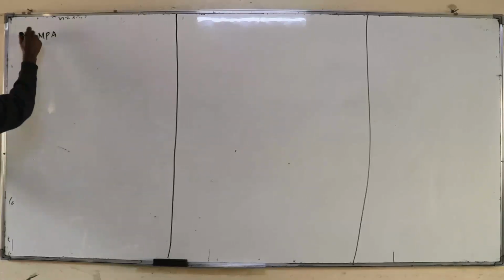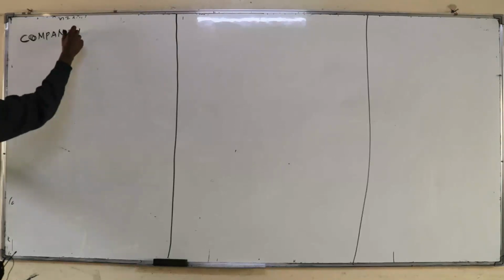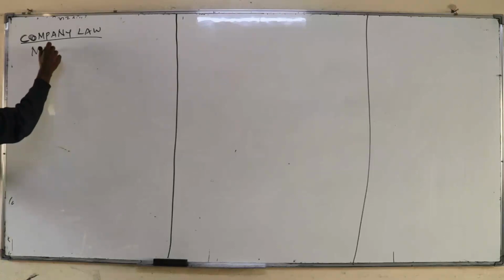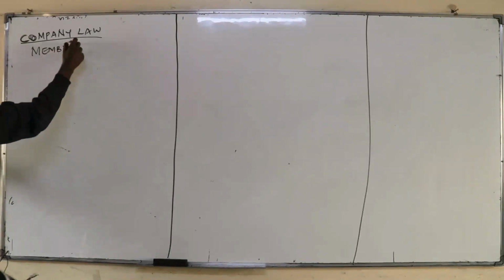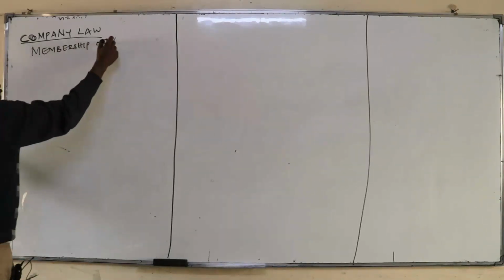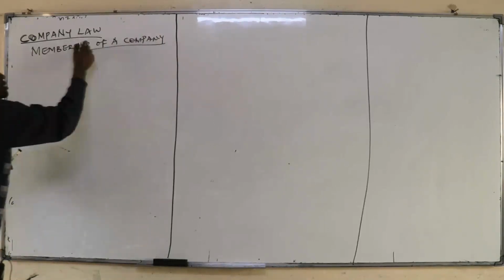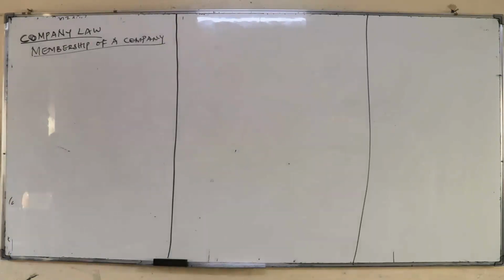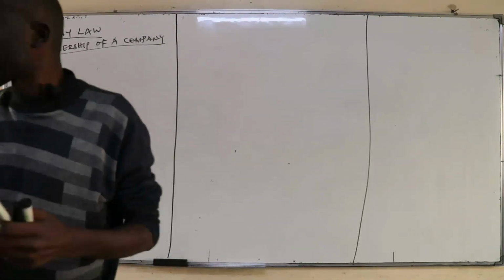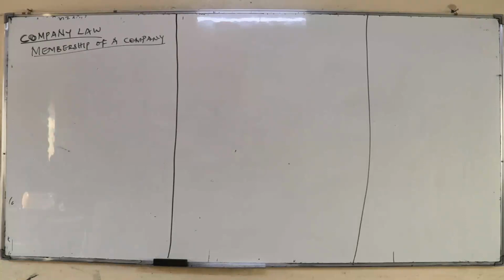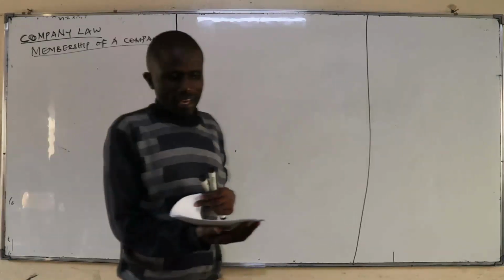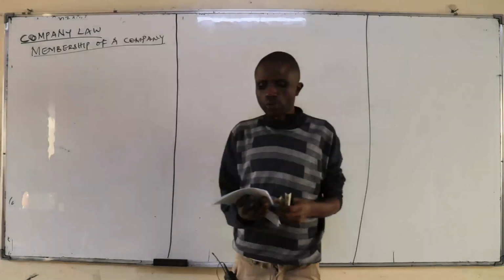So this is company law class, and today we are doing membership of a company. You have the handout with you? We are going to discuss the handout so that you go fast, as we have been doing. So I'm not going to write much.